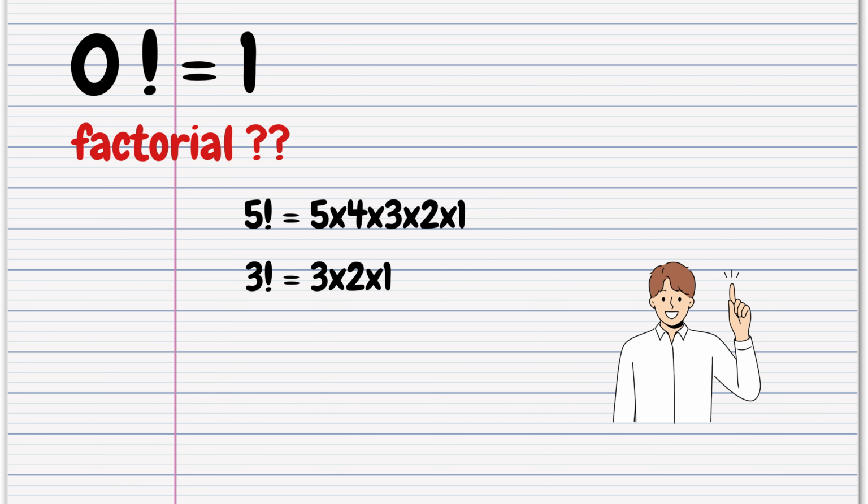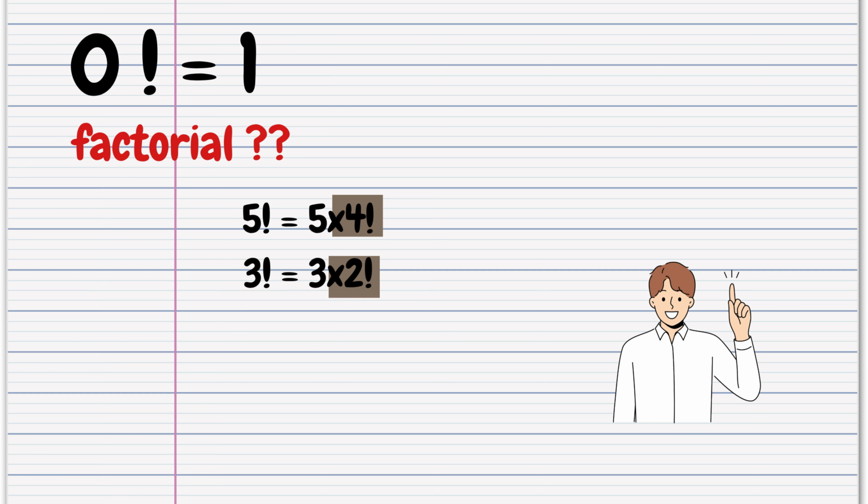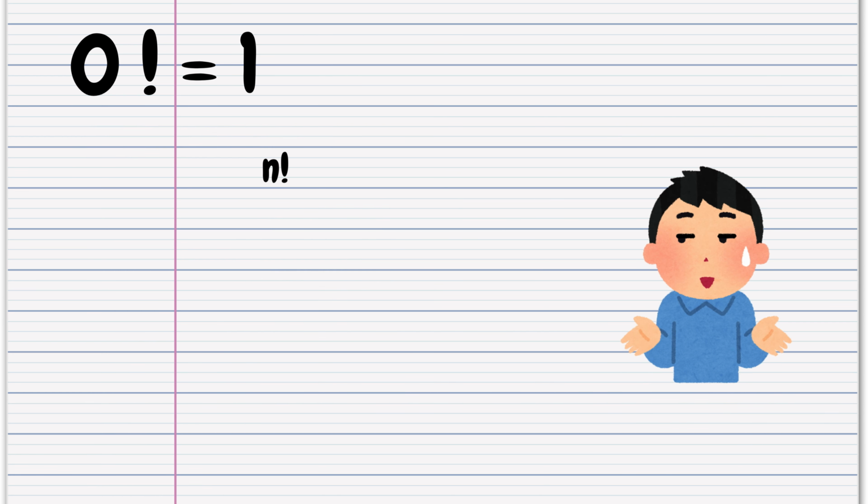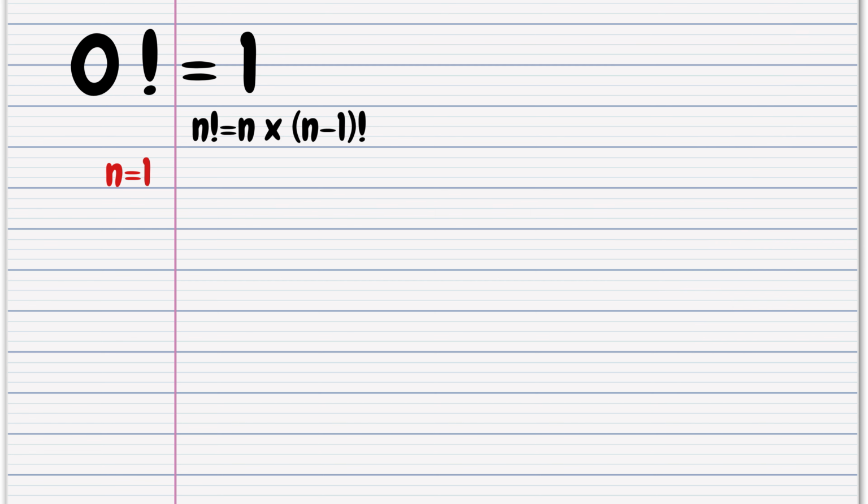Now notice the hidden pattern. 5 factorial equals 5 multiplied by 4 factorial. 3 factorial equals 3 multiplied by 2 factorial. In general, n factorial equals n multiplied by n minus 1 factorial. Now let's use this formula when n equals 1.